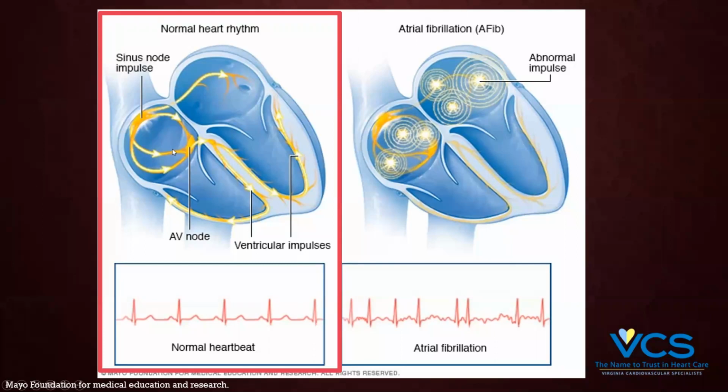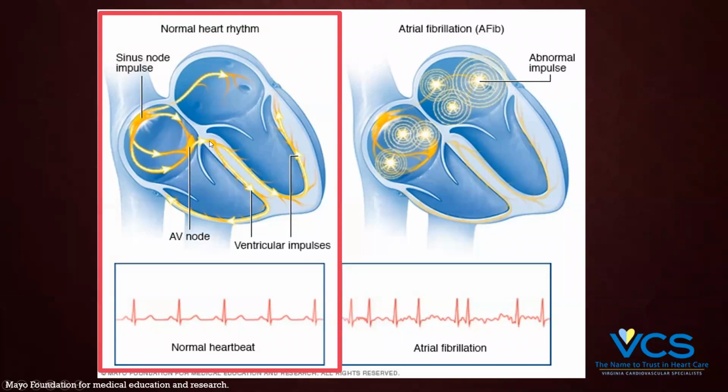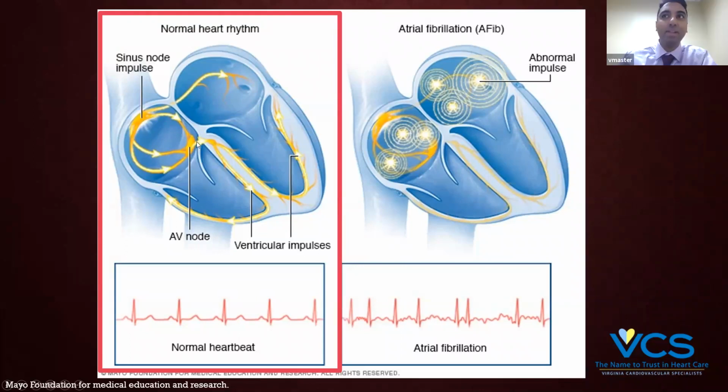After the top chambers get the signal, it goes to what's called the AV node. It's kind of the junction box of the heart, that it delays the signal a little bit, allowing the blood to go from the top chamber to the bottom. And then that signal splits up and it goes to both the right and the left sides of the heart together and allows the bottom chambers to squeeze. And that's what squeezes blood and moves blood out of the heart to the rest of the body.